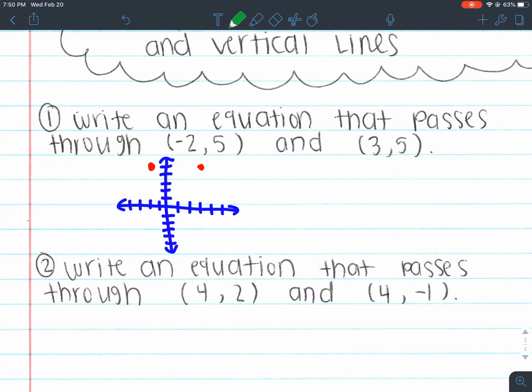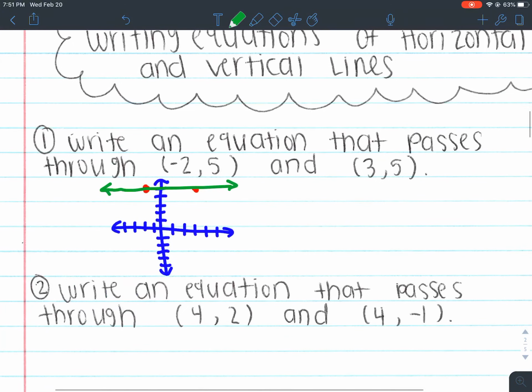So would this be a horizontal line or a vertical line? It's going to be horizontal because you want it to go through horizontally. Okay? It goes through which axis? It goes through the y-axis. Okay? And which value does it go through? Positive 5.